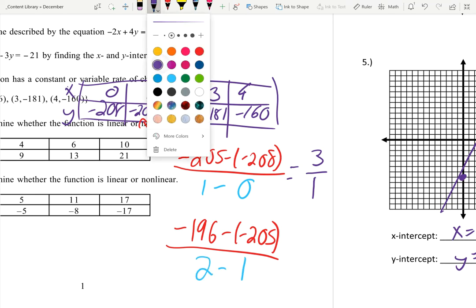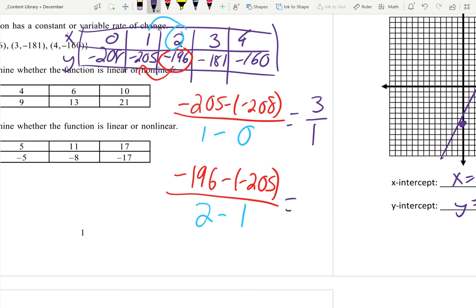So when we simplify this, this ends up being negative 196 plus 205, I believe that is 9. And then 2 minus 1 is 1. So we get 9 over 1. Now here's a problem, right? The first one simplifies to 3. This simplifies to 9.